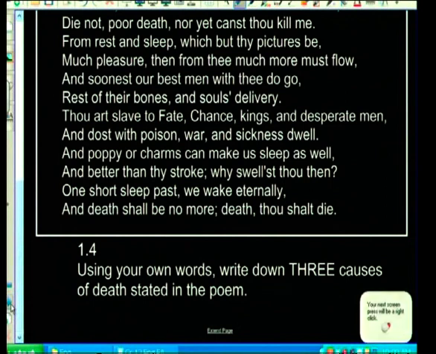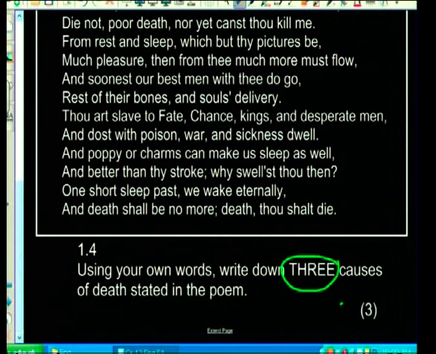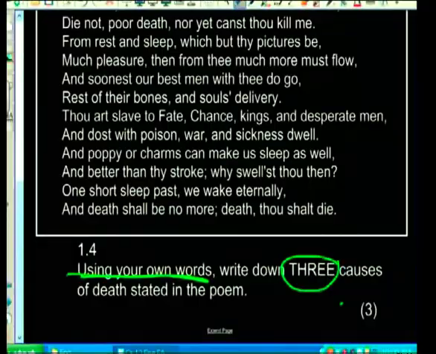Using your own words, write down three causes of death stated in the poem. Now this is so important, using your own words. Don't cut and paste. You will not get marks if you cut and paste. Using your own words means that you have interpreted the question, that you understand the question. And that is what the examiner wants to see. And they want you to write three. Okay, so not one, not two, three. So you need to be providing that evidence.